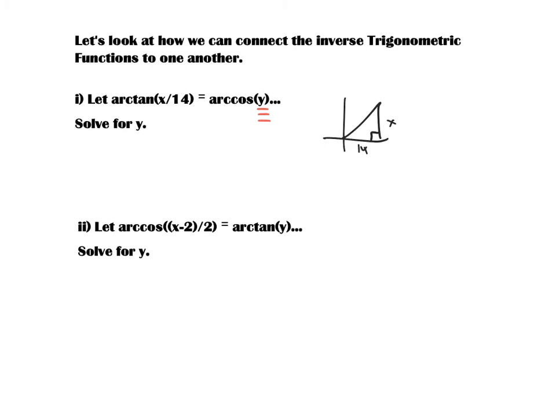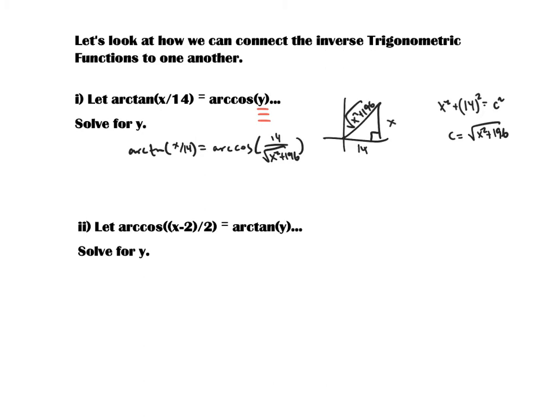So what I want to do is find the hypotenuse. x squared plus 14 squared is equal to c squared. So c would equal the square root of x squared plus 196. So if the arctan of x over 14 is equal to the arc cosine of y, then the arc cosine of y is the same as the arc cosine of 14 over the square root of x squared plus 196. Those would be equivalent. In the same right triangle, those would yield the same angle, and it'd yield this angle right here.